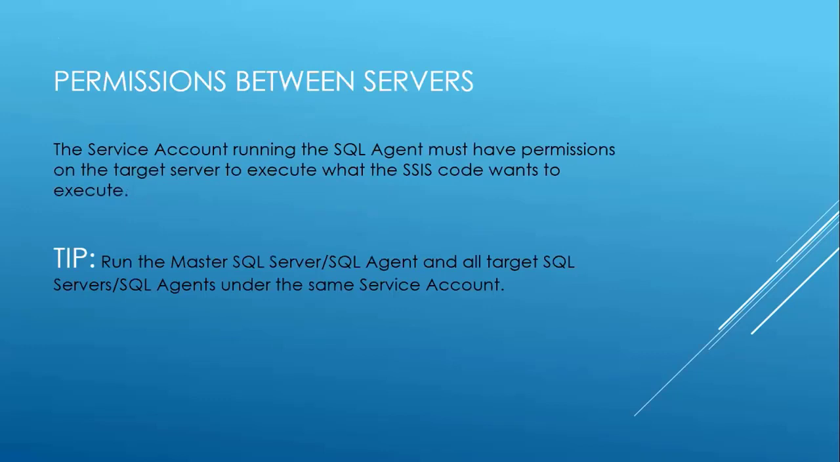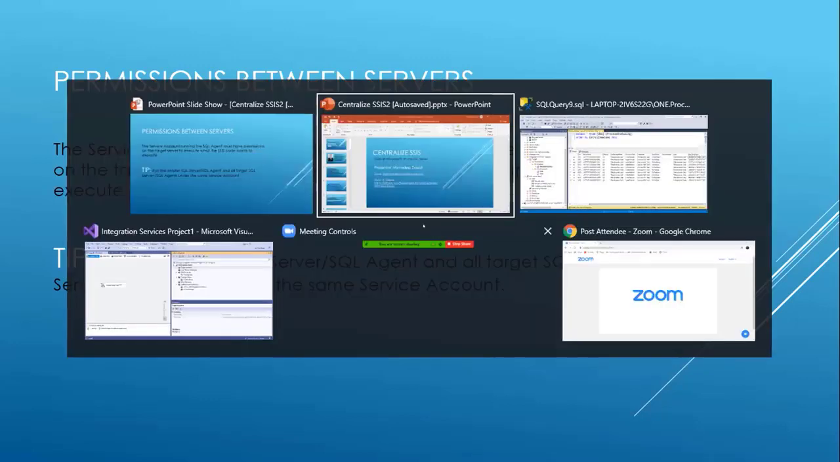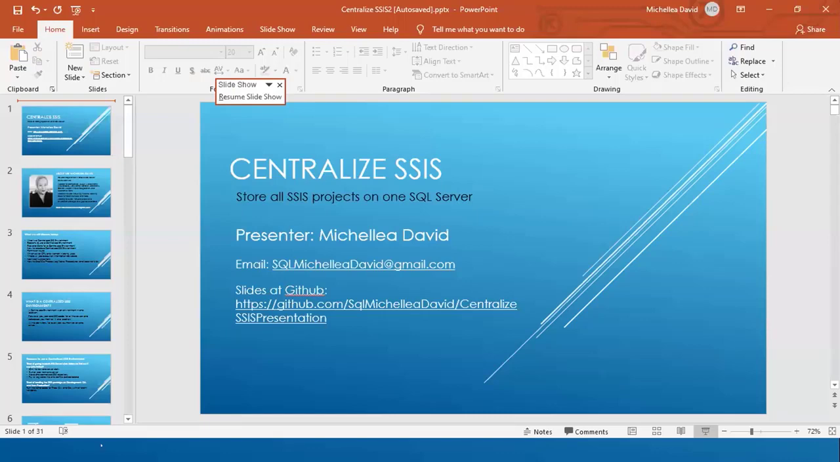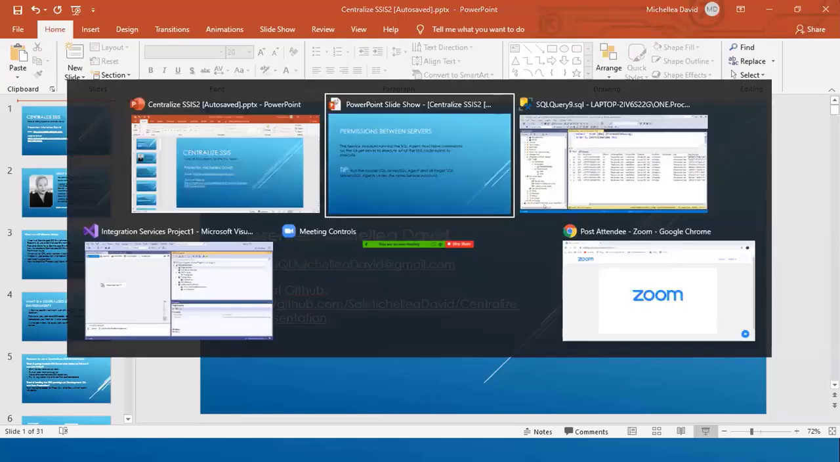Now, something that I have over time found is the permissions between the servers. You have to make sure that the service account that is running the SQL Agent on the central server has privileges to run the process on the target server. What I normally do is run all the SQL Server agents under the same service account. Now, you can't really do that security-wise between production and development or QA. So something, and I'm going to go back to, let's see, back to my screen, not this one.